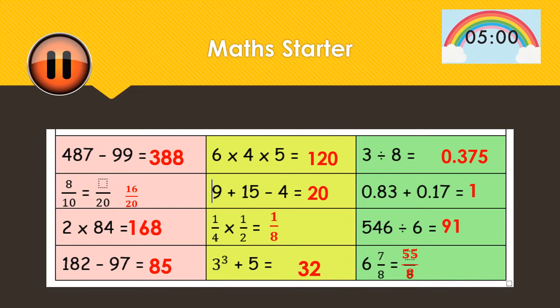546 divided by 6. How many 6s in 5? 0. How many 6s in 54? 9. And how many 6s in 6? 1. So our answer is 91.